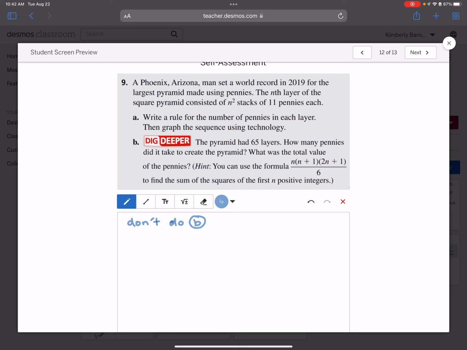All right, you should have paused, come back, checking our answers. If we have this pyramid of pennies, and each layer consists of n square stacks of 11 pennies each, that means that we have 11 times n squared in each layer. So our rule is a sub n equals 11n squared. Since it says graph the sequence using technology, practice graphing this in your calculator. So go to y equals and type 11n squared and then graph it.